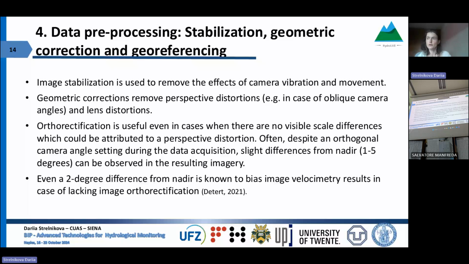So in the research of Detert, for example, even a 2-degree deviation can produce very strong bias, especially at the edges of your field of view. So every time you can go for it, go for auto rectification, despite the fact that it may sound complicated, and especially since many tools today support it too.